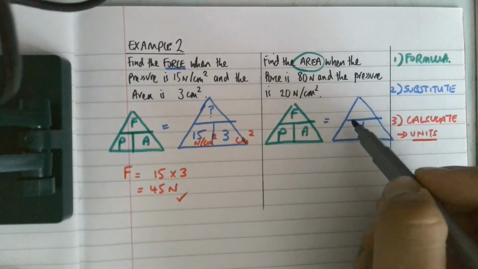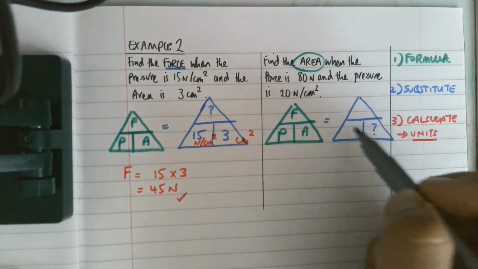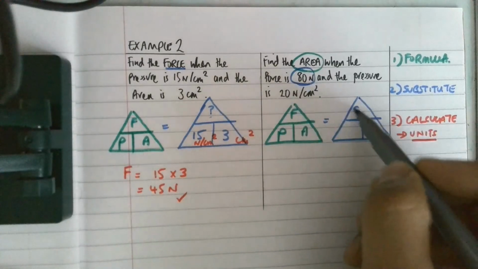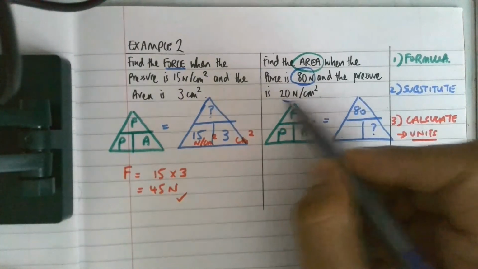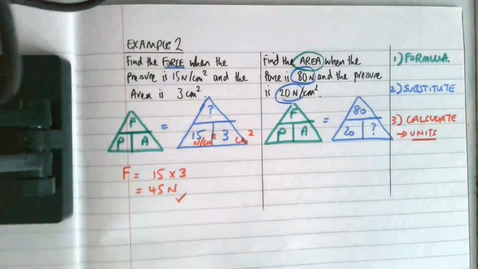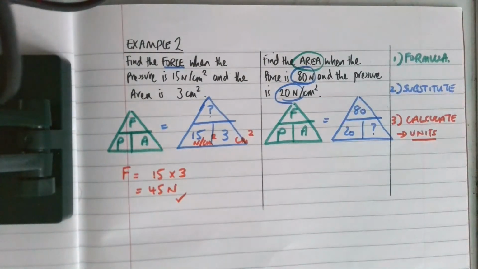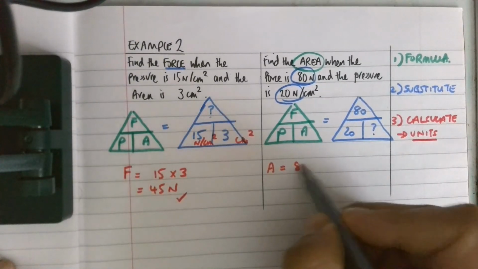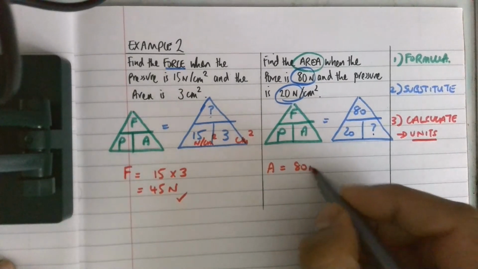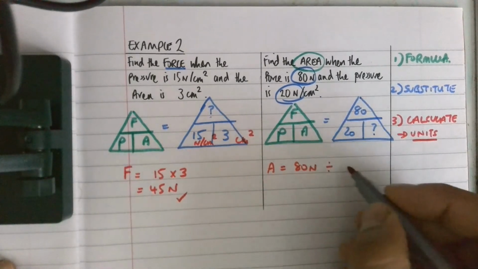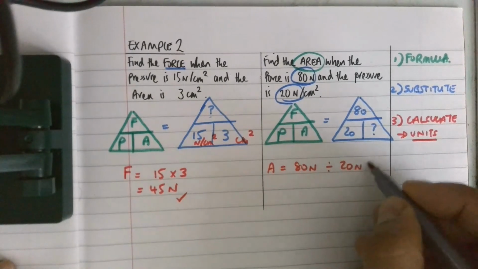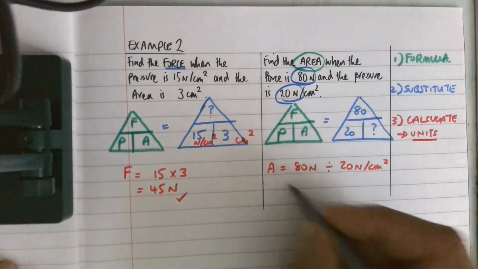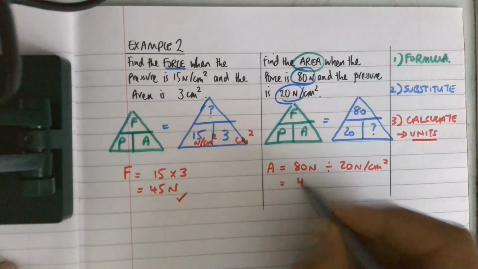We're looking for the area, so I've got a question mark on the bottom right. Force is 80, that goes at the top. Pressure is 20, that goes on the bottom left. From there we can work out the calculation, and that's going to be 80 divided by 20 newtons per meter squared. I've included the units this time. And that's just going to be 4 centimeters squared, because we're looking for the area.